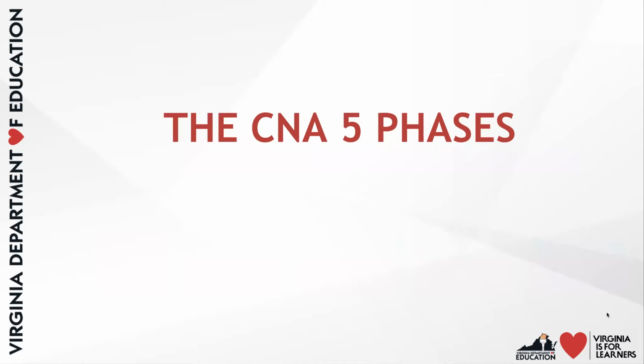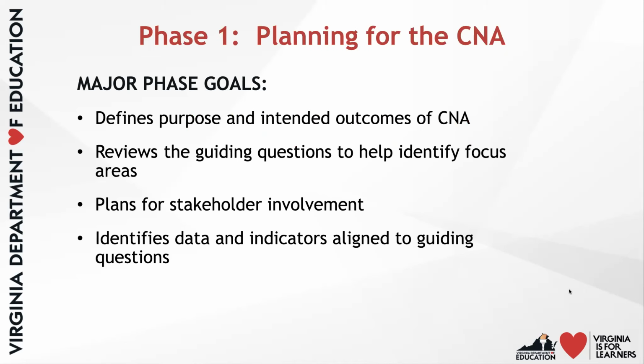Now we're going to walk through the CNA 5 phases. Utilizing a systematic process for conducting a CNA will provide the school improvement team with data to guide the stakeholders in determining and addressing the gaps between the current condition of your school and the desired state. Phase 1, planning for the CNA. The planning phase involves defining desired outcomes and creating a plan to achieve them.